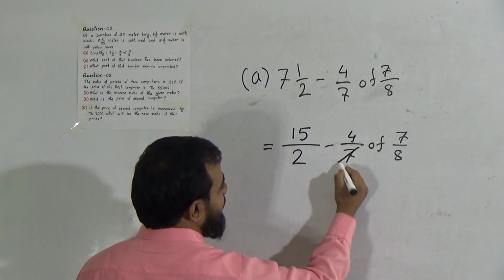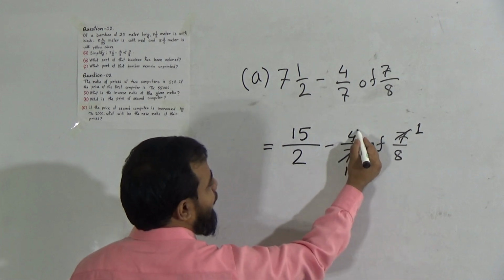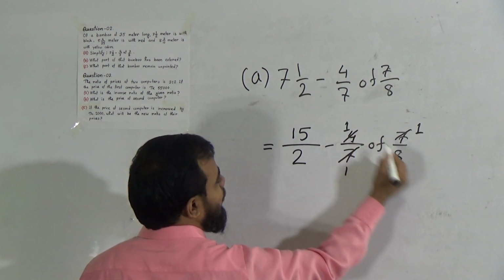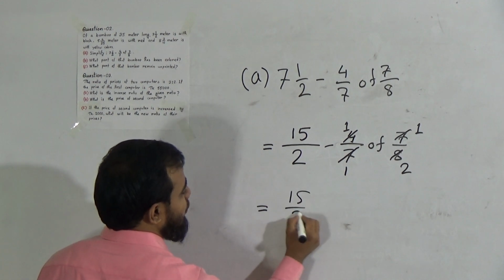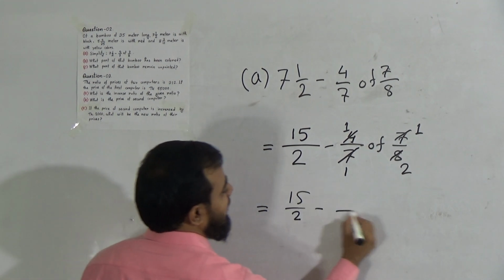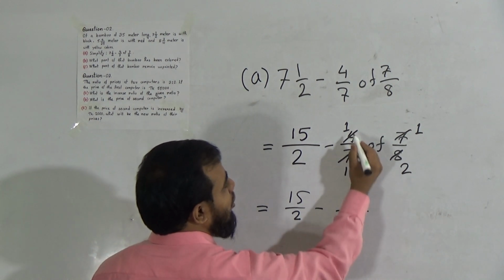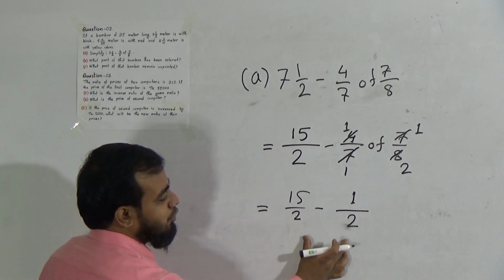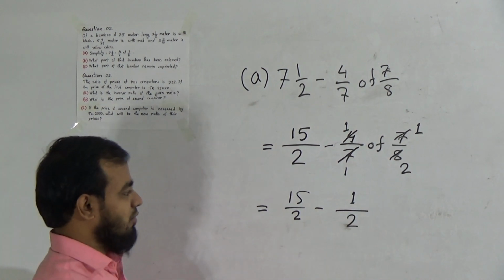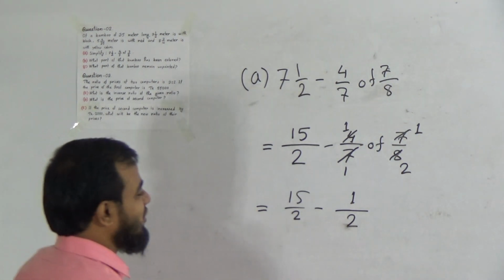So we can cut it down. 7 1s are 7, 7 1s are 7. Now we can cut 4 and 8: 4 1s are 4, 4 2s are 8. This is nothing but 15 by 2 minus 1 by 2. The denominator will be 2, and the numerator will be 1 multiplied by 1, which is 1. Now after that, it's a simple subtraction. I know you can solve this one, so I am not going to solve it.